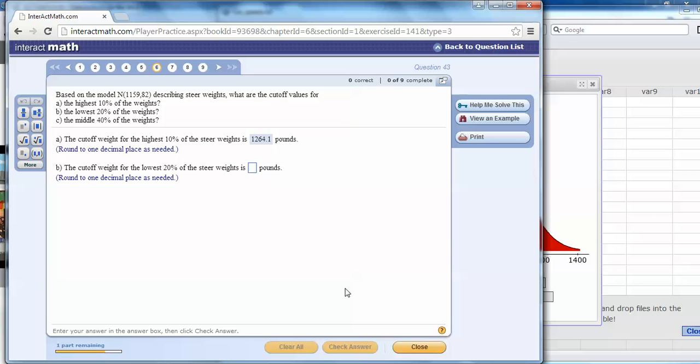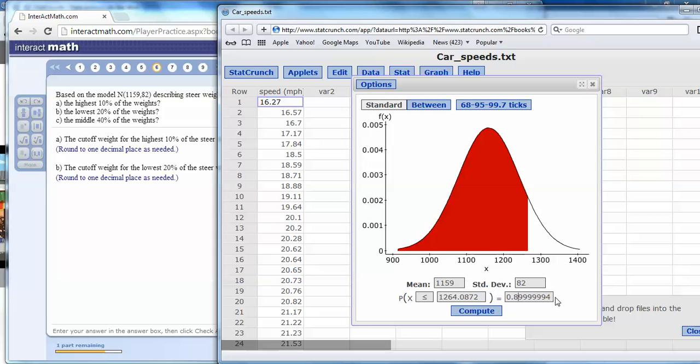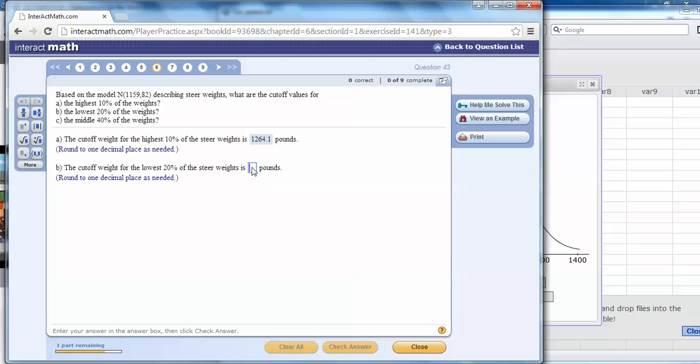And then they want to go for the lowest 20%. Now we're going to switch this back to a less than, and I'm going to change the area here to 0.2. So now I'm on the lower side, and we expect the lightest cows to be 1089. It's going to round off to 1,100 pounds.